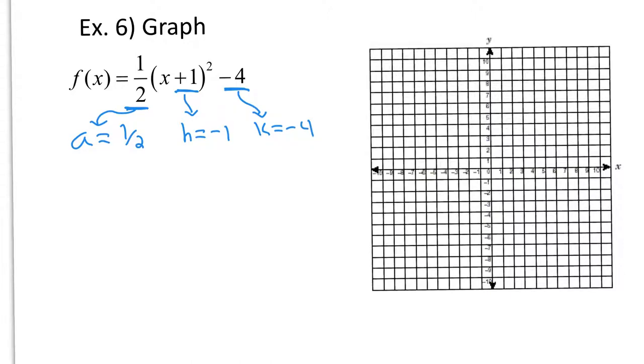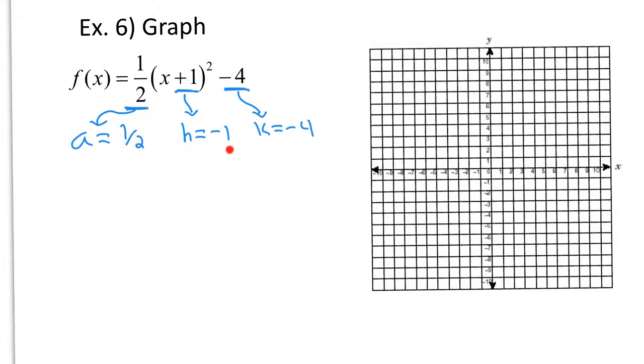So let's talk about the transformations. A is positive, so there's no reflection across the x-axis. It's going to go up. But it is 1/2. The absolute value of 1/2 is 1/2. That's less than 1. So when the absolute value of a is less than 1, you will have a wider parabola than the parent function. So it's going to be wide open, wider.